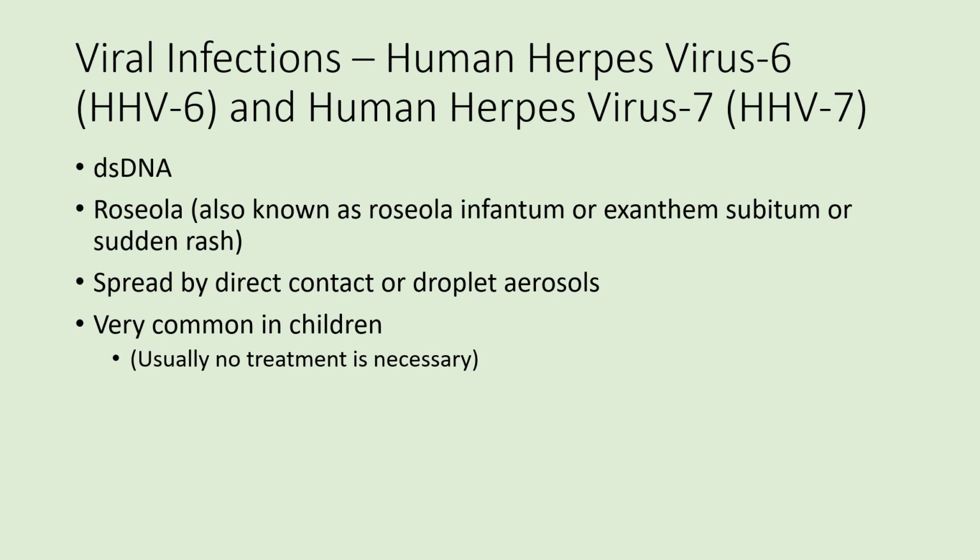Human herpes virus 6, HHV6, and human herpes virus 7, HHV7. Both of these are double-stranded DNA. They can cause roseola, which has a couple different names. As you can see, it's a rash. It's fairly common in children. It can be spread by direct contact or aerosol, sneezing, things like that. Normally, no treatment is necessary for it.